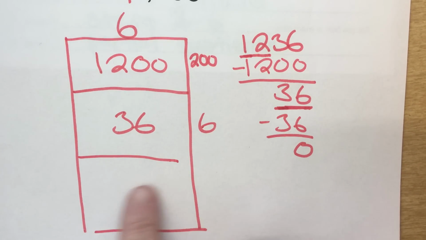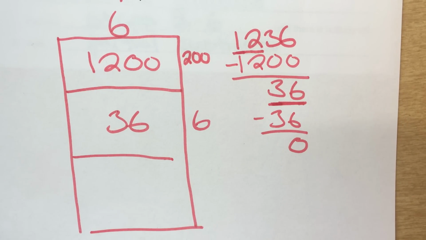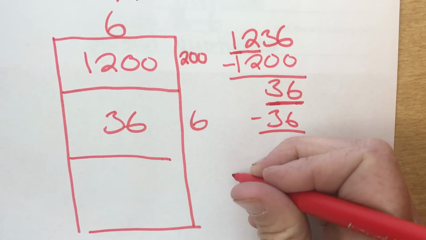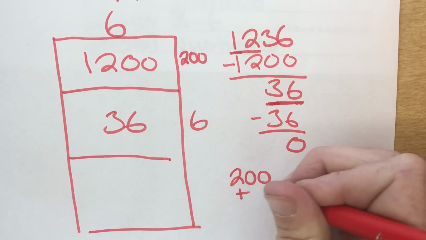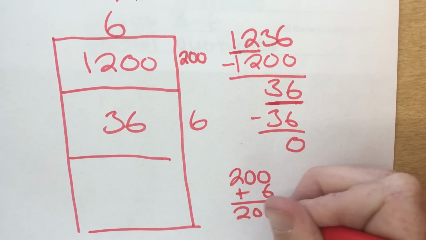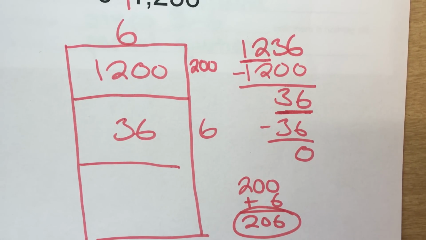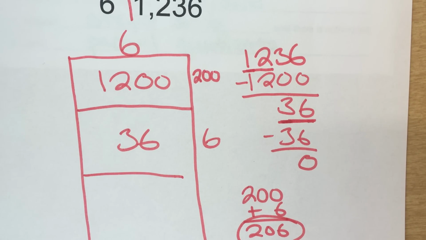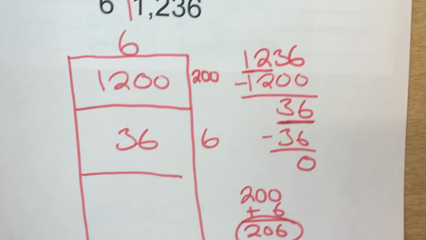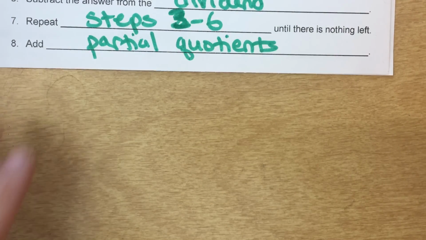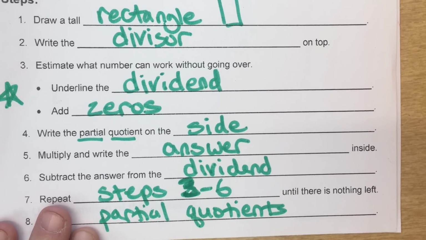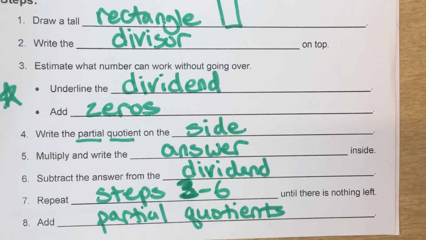I had some extra room in my area model, but that's okay. I can ignore that. So 200 plus 6 equals 206. So my answer is 206. Okay, so notice how I was really going back to my steps a lot for that problem. You're probably going to want to keep looking at your steps for every single step. Okay, let's try another one.